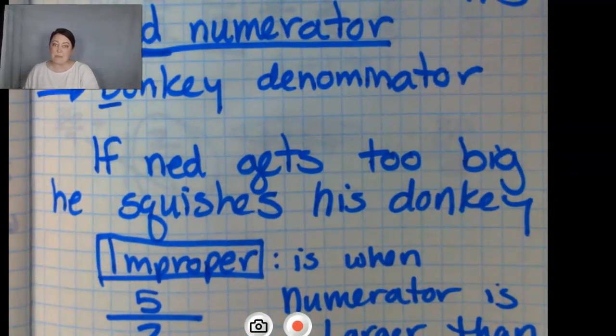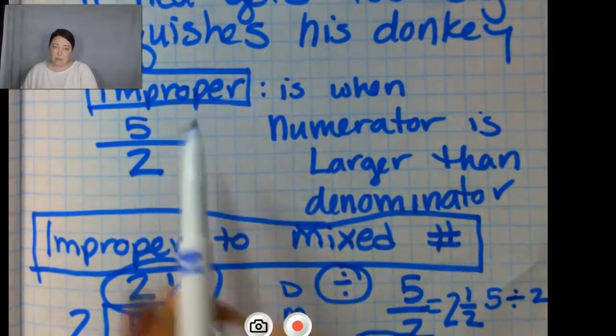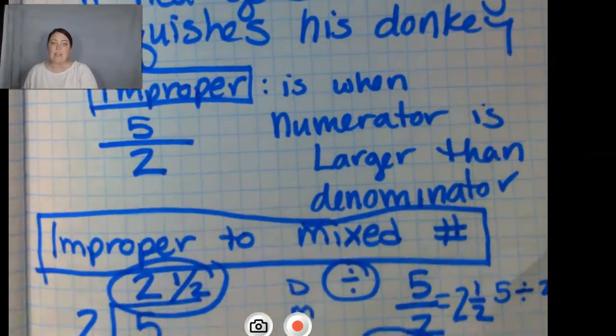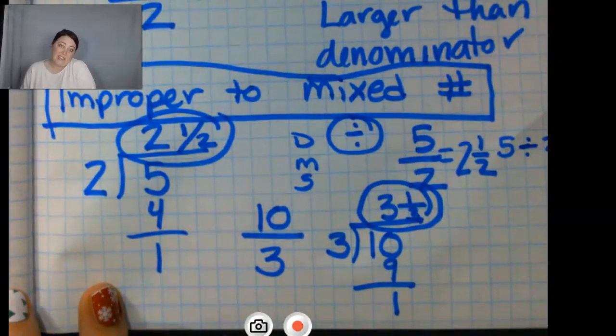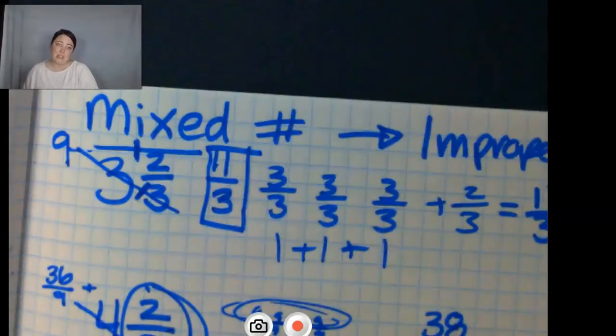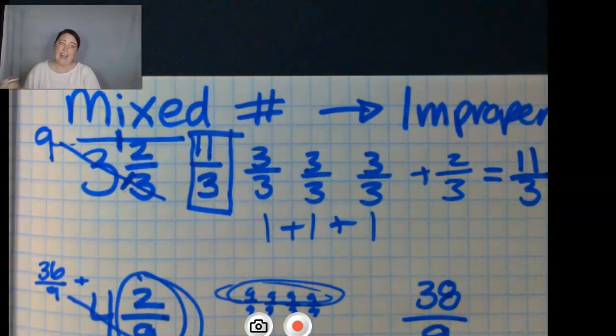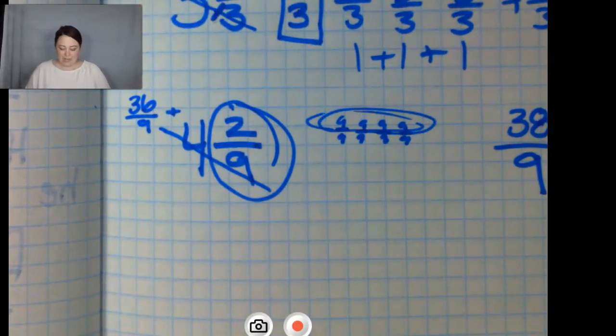There you have it, you guys. You have Ned and his donkey. If Ned gets too big, he squishes, he's improper. Improper is where the numerator is bigger than the denominator, which basically you divide. To do the opposite, you multiply and add across. All right, you guys, which kind of makes sense to do the check your answer, you multiply and add the remainder in. And that's kind of what you're doing here.